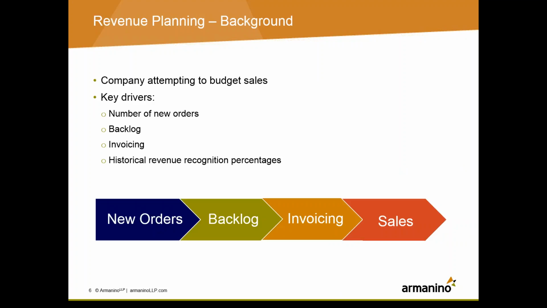So the first example we're going to look at today is a company that was attempting to budget their sales. They knew the key drivers of their sales were the number of new orders, their backlog broken out into different buckets of 0 to 30, 31 to 60, etc., invoicing by those same buckets, and then there were some historical conversion percentages that would take the backlog and push it into invoicing, and then invoicing into actual sales. And this is a pretty common revenue modeling that I see in quite a few of my clients.